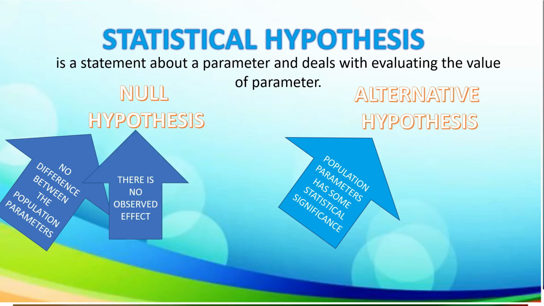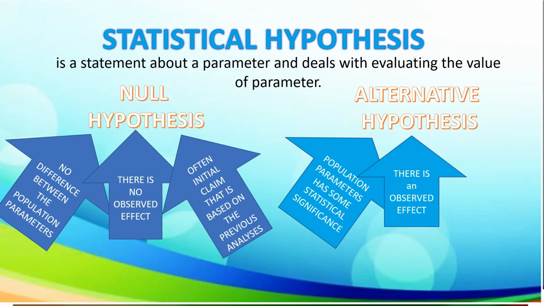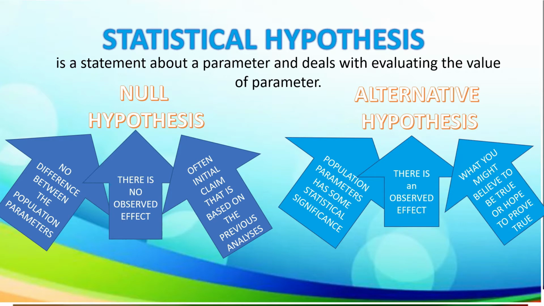For the null hypothesis, there is no observed effect, while for the alternative hypothesis, there is an observed effect. The null hypothesis is often an initial claim that is based on previous analysis or specialized knowledge, while the alternative hypothesis is what you might believe to be true or hope to prove true.